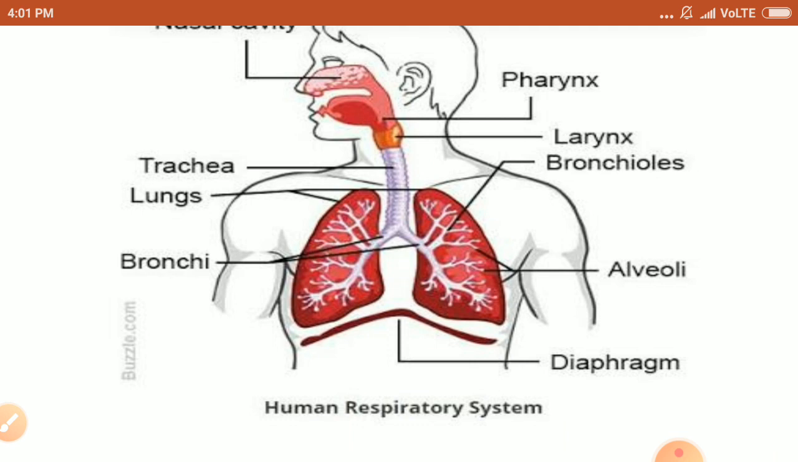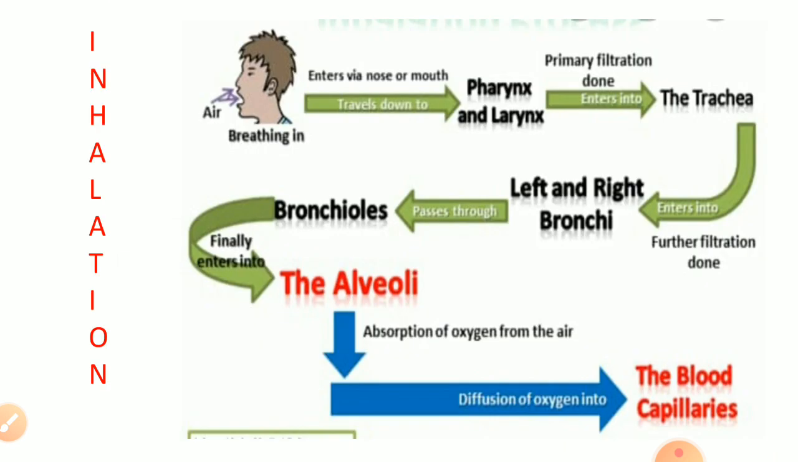Now, a pair of lungs lie in the thoracic cavity, one on either side of the heart. About the lungs, I'm going to explain after some time. First, you see the passage of the air, how it enters into the lungs, so how inhalation and exhalation take place. You just see the pathway.